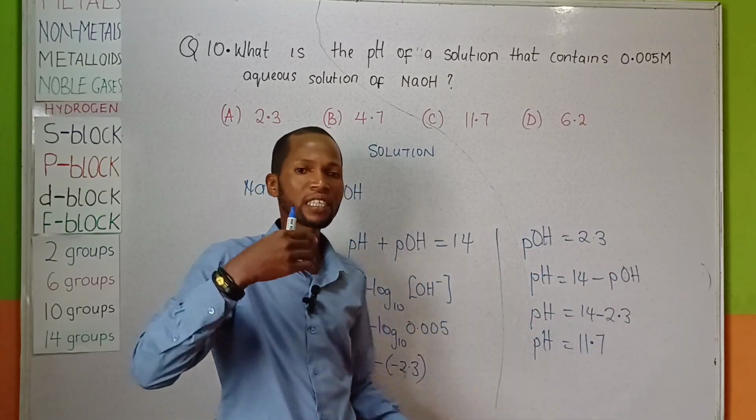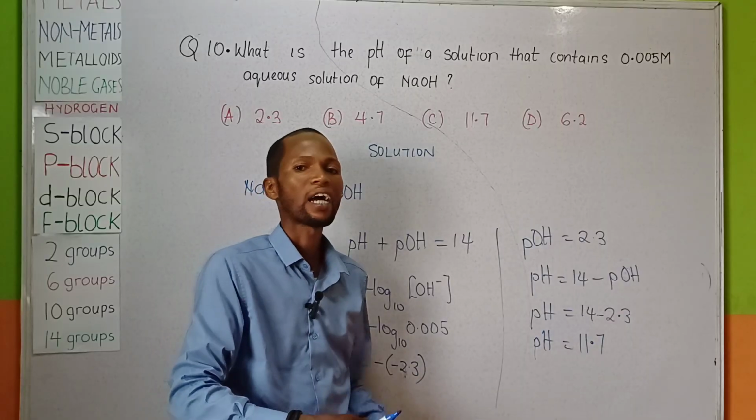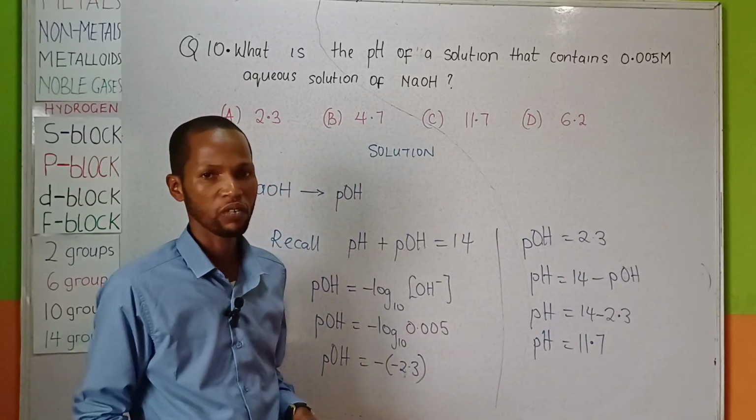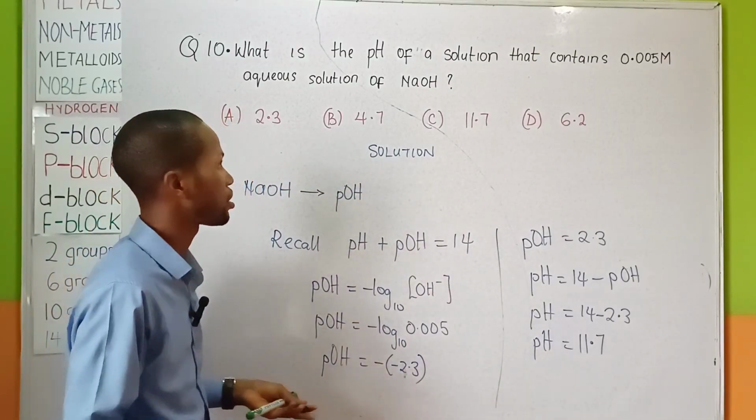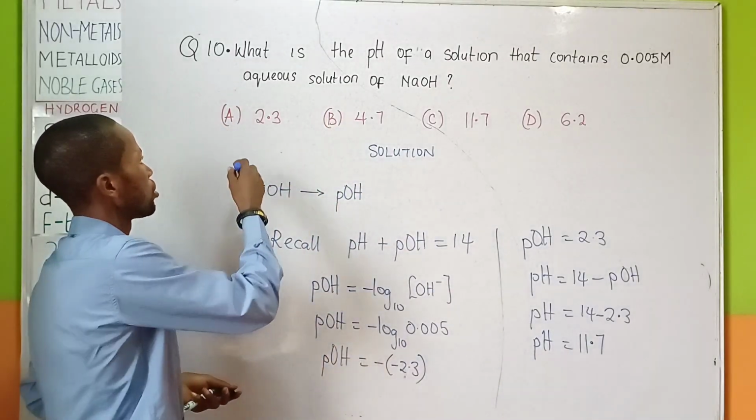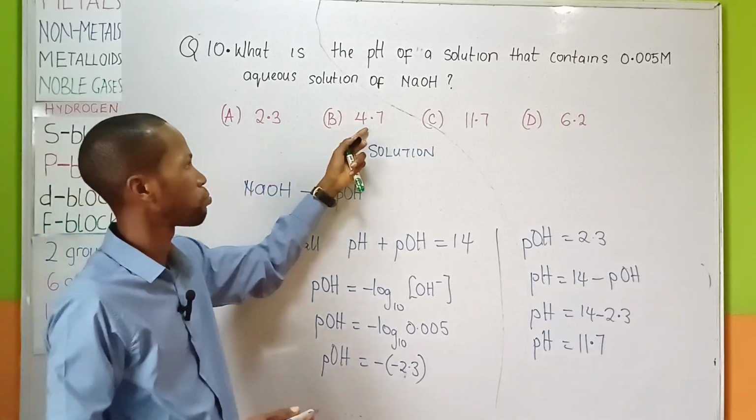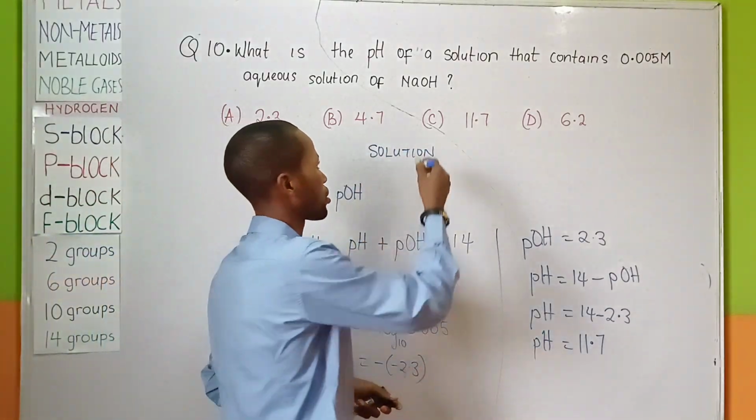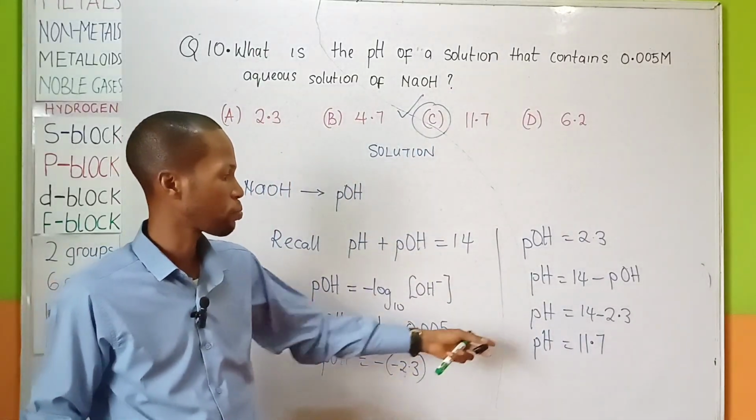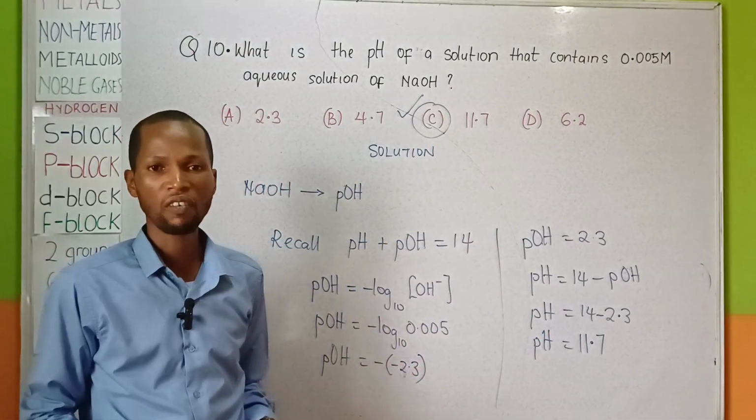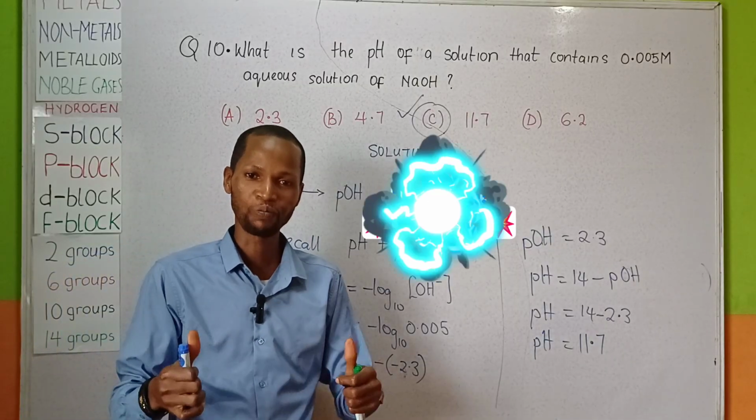Okay, so when you are starting with an acid, you determine pH and you end up with pOH for the base. From this question, we've been able to determine the pH of the solution. So option A, we have 2.3 incorrect, B 4.7 incorrect, option C is correct, 11.7. So the pH of the solution is 11.7. Make sense? Easy peasy. Boom.